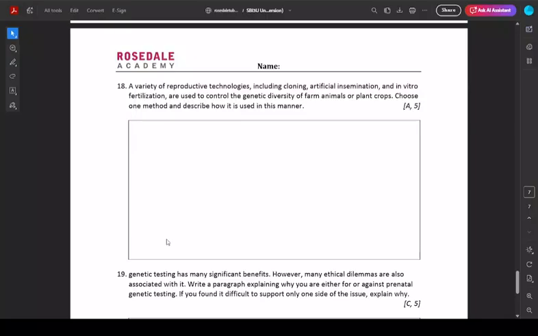A variety of reproductive strategies and technologies, including cloning, artificial insemination, and in vitro fertilization, are used to control genetic diversity of farm animals or plant crops. Choose one method. I'll choose artificial insemination. Semen from a genetically superior male is collected and inserted into a female. This controls diversity as we are using desirable alleles, for example disease resistance and high yield across populations. This reduces genetic variability by promoting specific traits. This avoids random mating and concentrates selected genes.